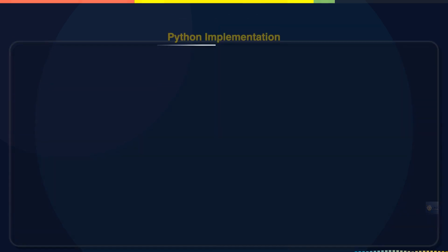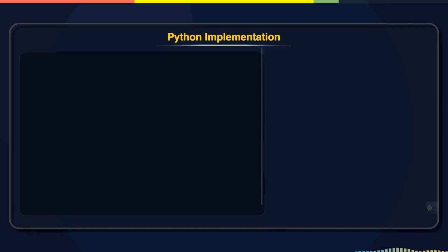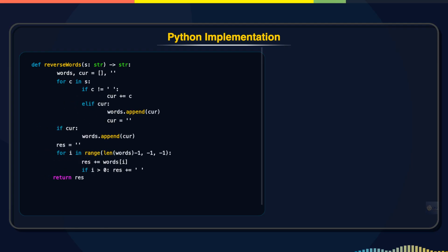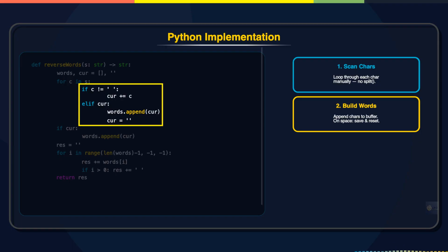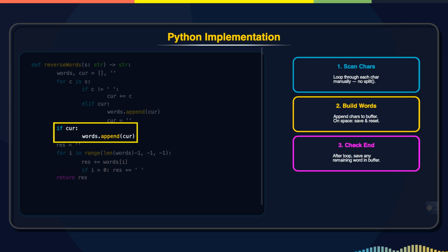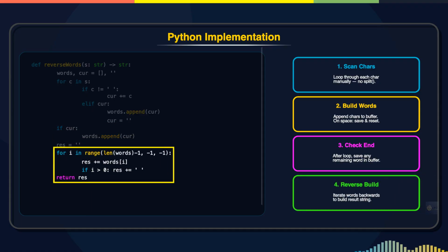Now that we have walked through the logic visually, let us see how this translates into Python code. We initialize an empty list called words, and a current word buffer. We loop through each character in the string. If the character is not a space, we append it to current word. If it is a space and current word is not empty, we save the word and reset the buffer. After the loop, do not forget to check if there is a remaining word in the buffer. Finally, we build the result manually, iterating from the last word to the first, adding a space between each. No split, no join, no reverse.